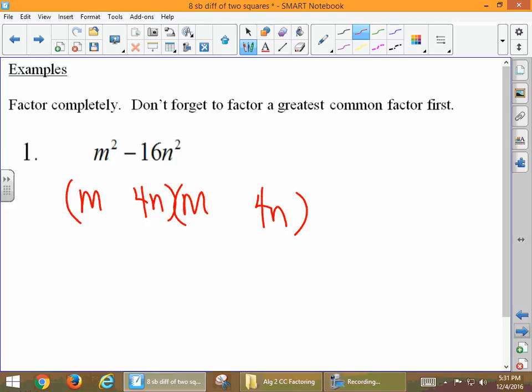Difference between two squares, different signs. Again, I tend to put my minus first and my plus second. It does not make a difference. But one of the parentheses has to have a minus and one of them has to have a plus.